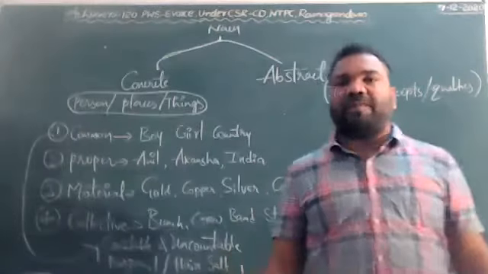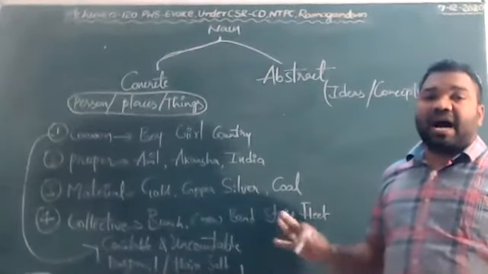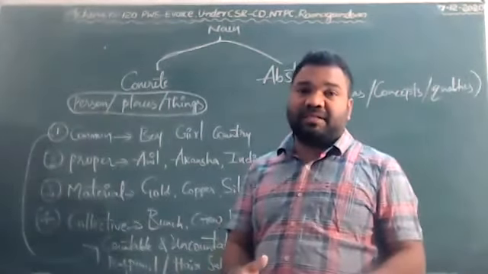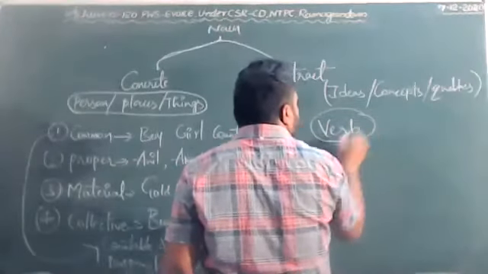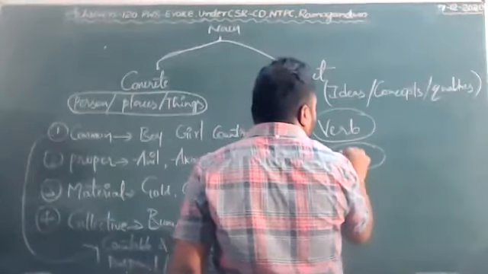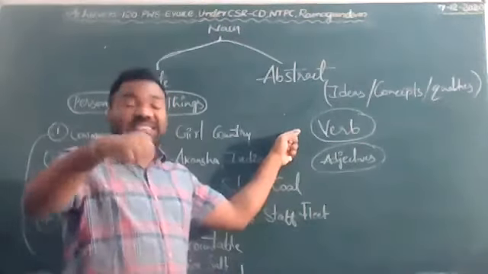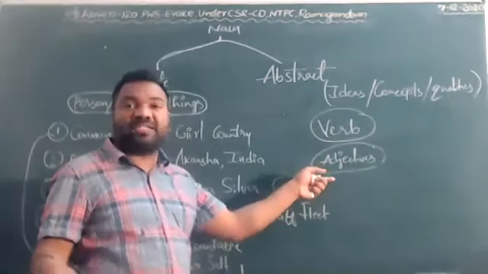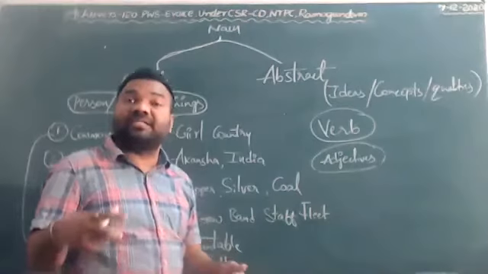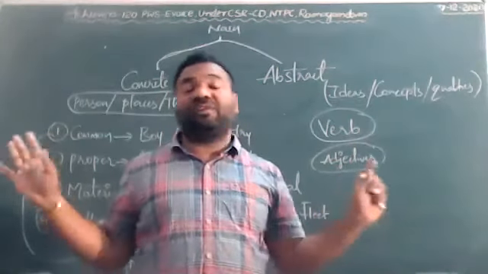Then what about the classification of abstract nouns? Students, there is no further classification for abstract nouns. But we can extract abstract nouns from verbs and adjectives. You understand? We don't have any further classification, but we can extract from verbs and from adjectives. When we learn the extraction from verbs and adjectives in making a noun, our confusion really leaves us. We will be out of confusion.